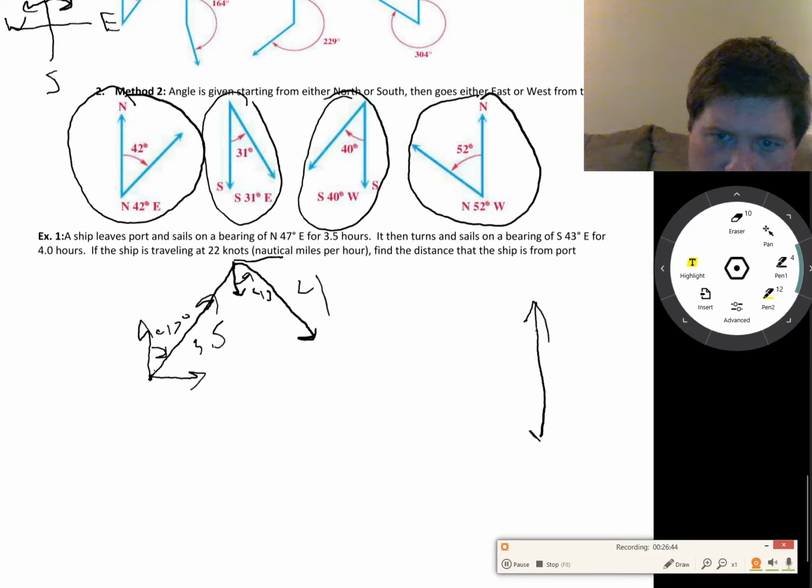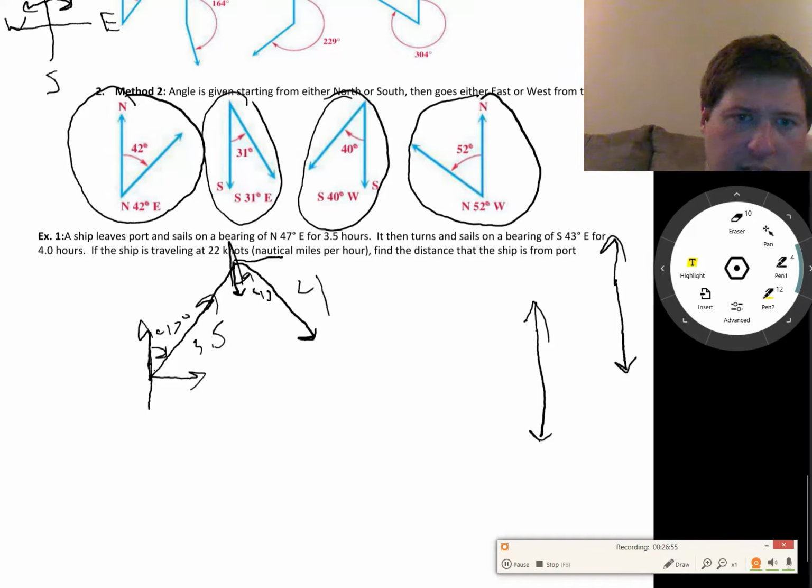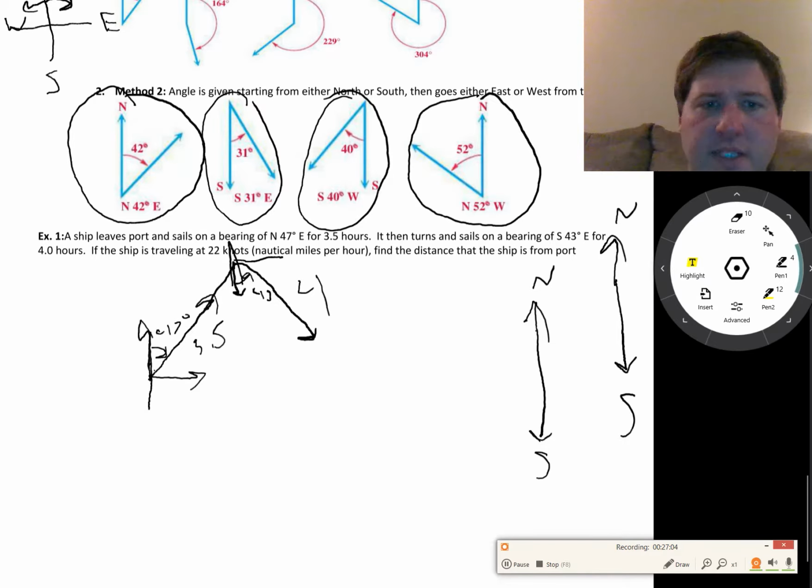I have one north-south line, and I have another north-south line. Those are the same ones I have drawn over here. I've got this north-south line and this north-south line. Those are parallel because they're both running north and south. You with me so far?